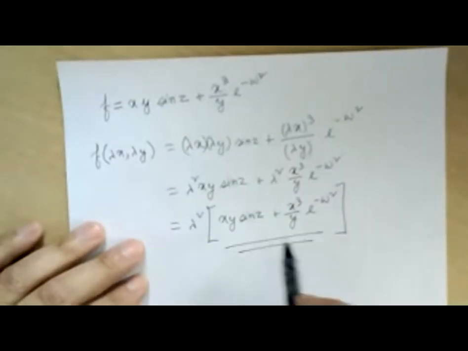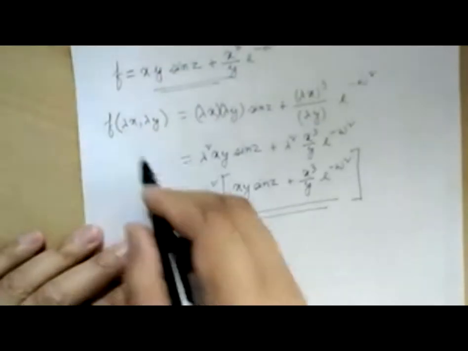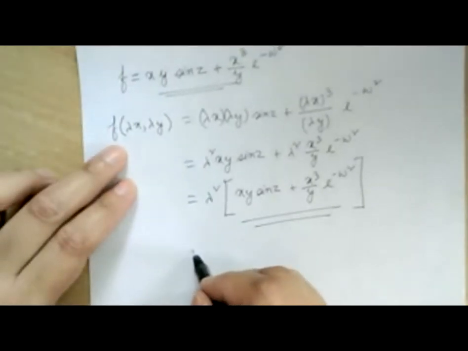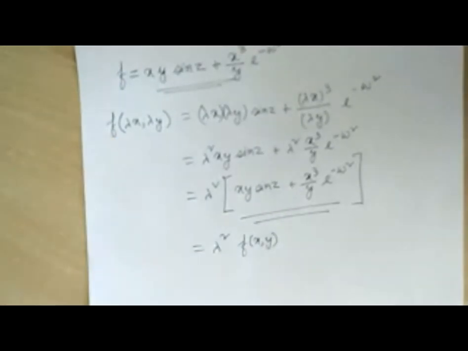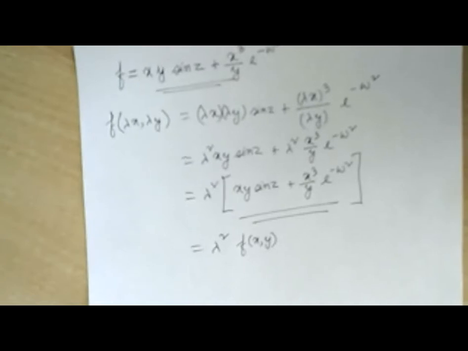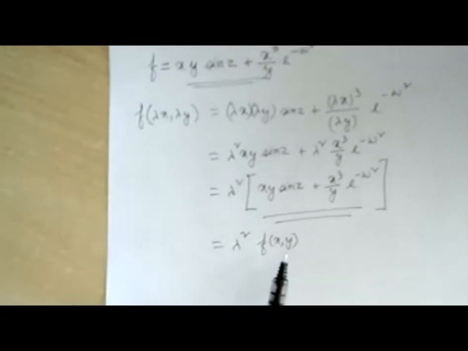Now this expression is equal to the expression of the given function. From this we can say that f of lambda x, lambda y is equal to lambda square times f of x and y. So this given function is homogeneous of degree 2 in the independent variables x and y. So this function is a homogeneous function of degree 2 in the independent variables x and y.